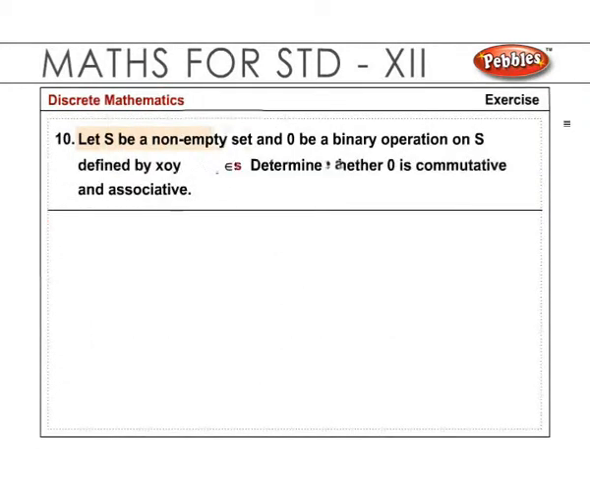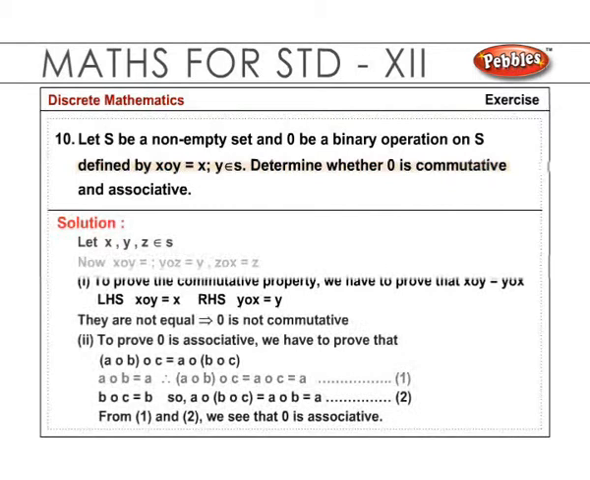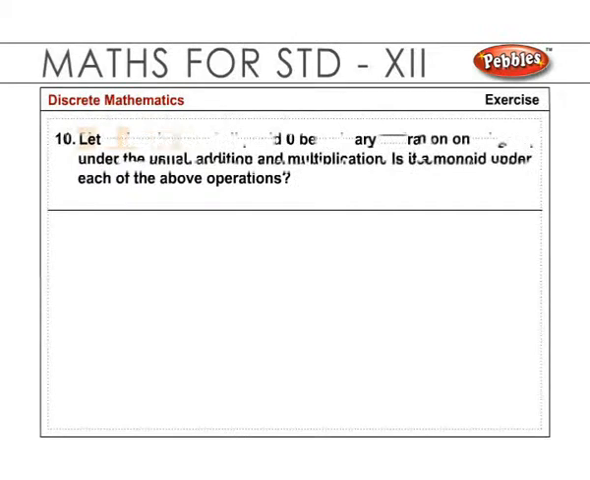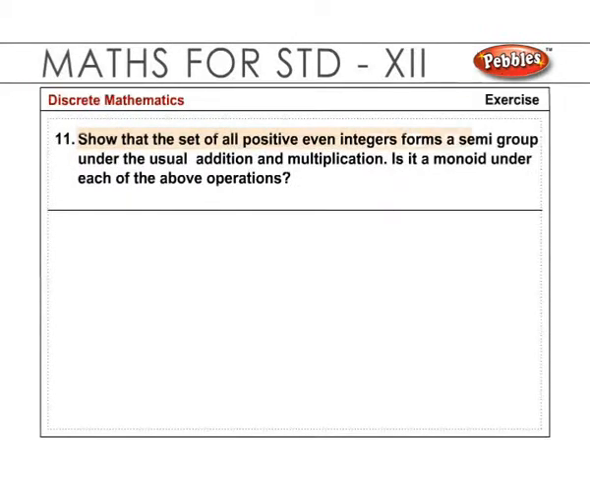Let S be a non-empty set and 0 be a binary operation on S defined by x 0 y is equal to x, where x, y are elements of S. Determine whether 0 is commutative and associative. Show that the set of all positive even integers forms a group under the usual addition and multiplication. Is it a monoid under each of the above operations?